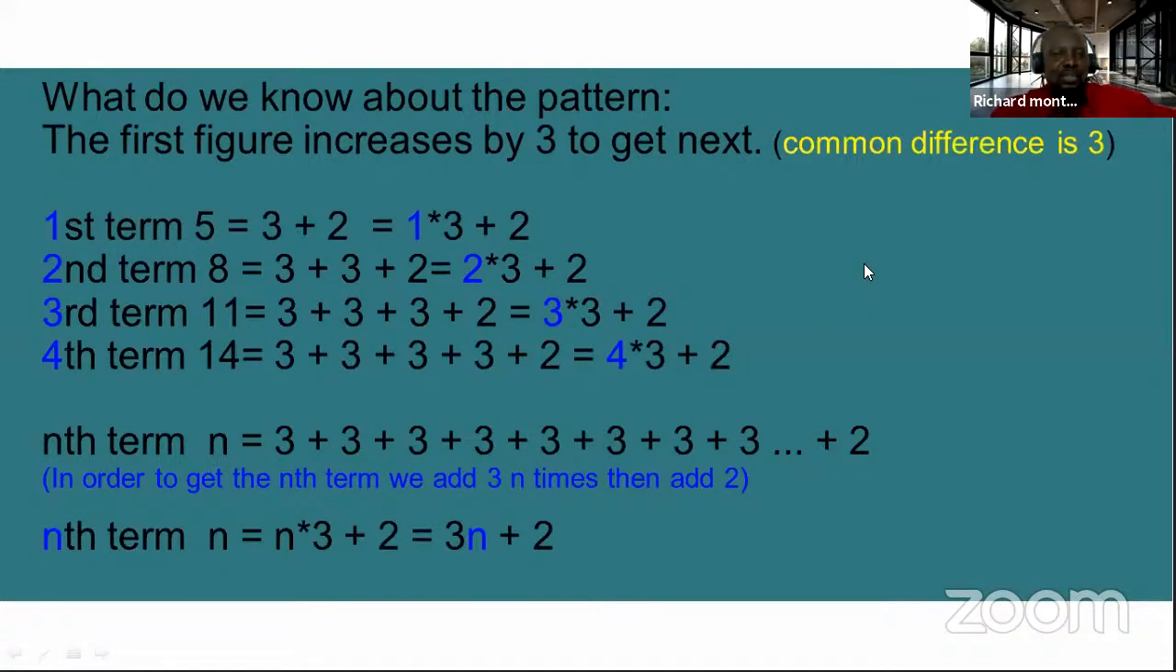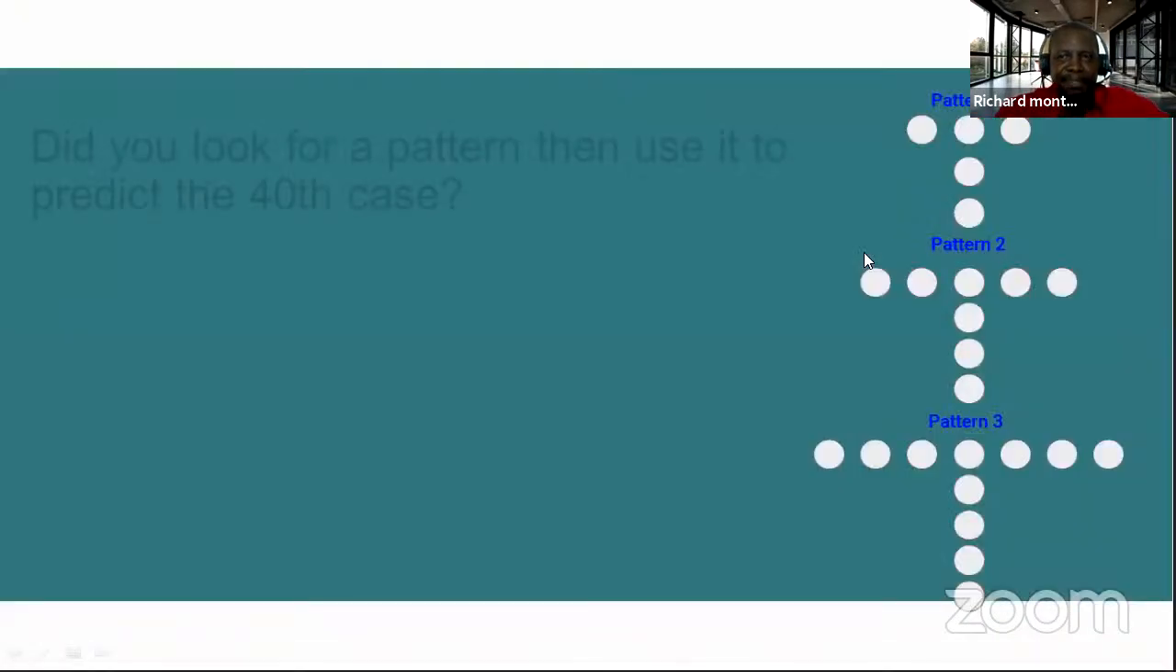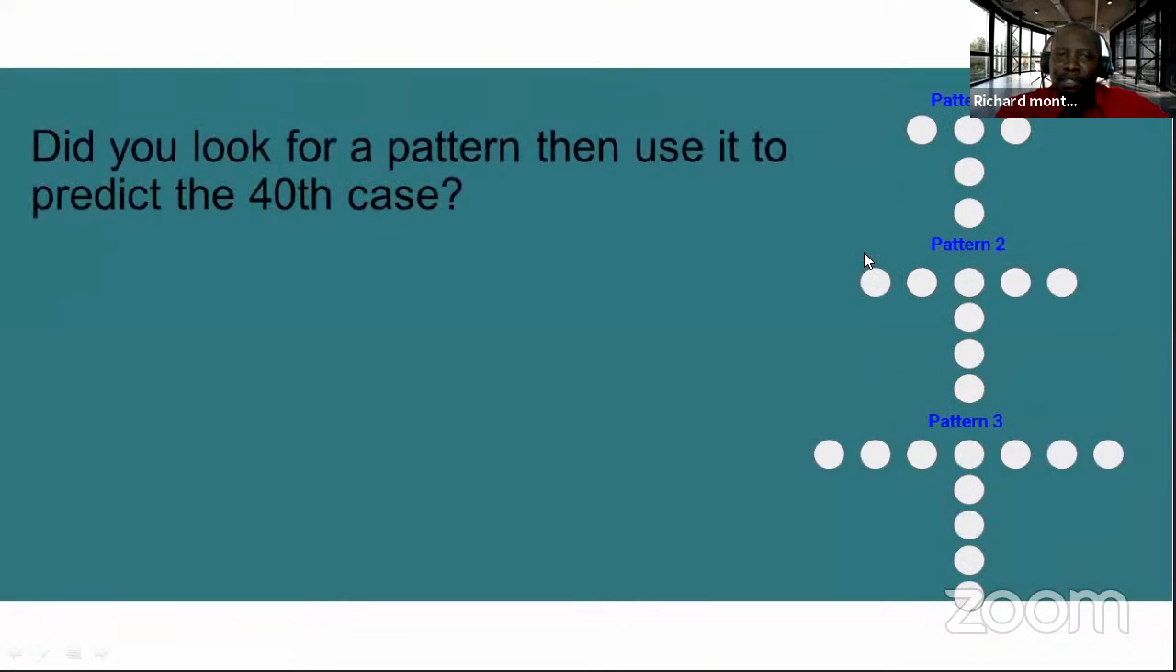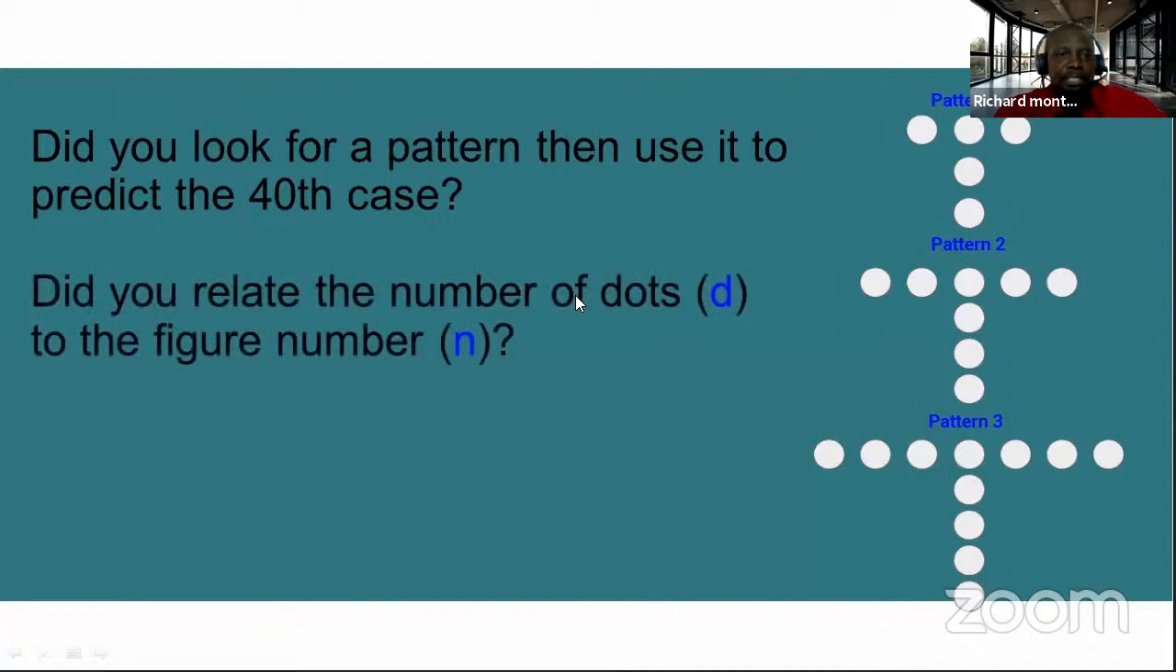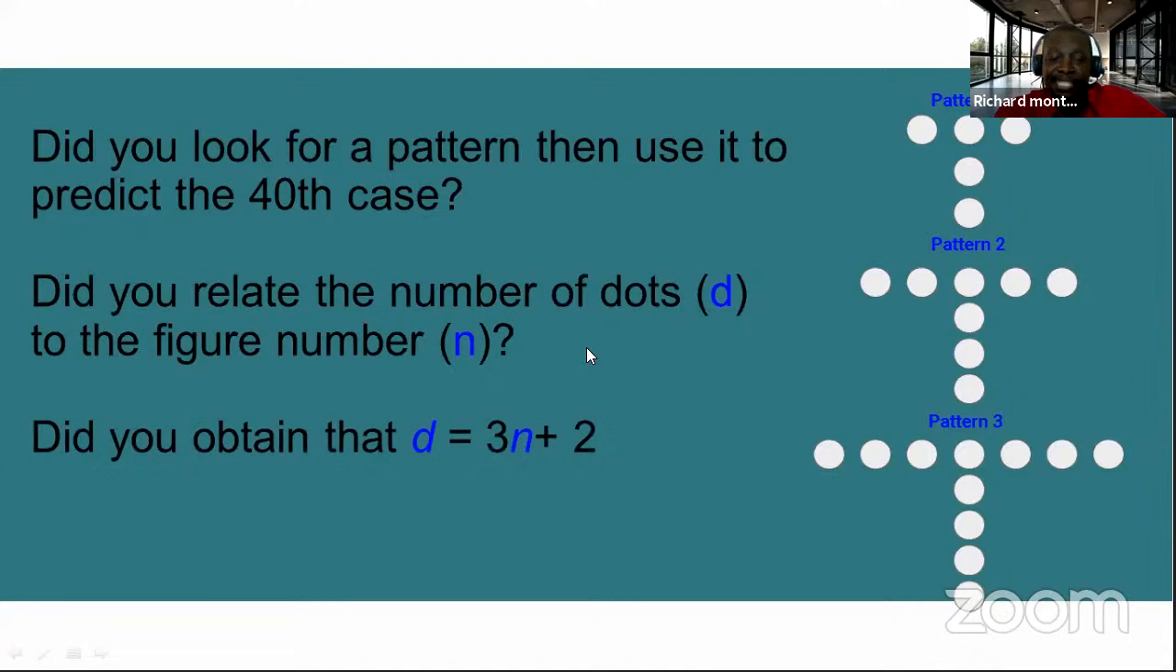All right, let me take you to something else. We're still working with the pattern that we just did. Some of you might have looked for a pattern and tried to use it to predict the 40th term. But did you relate the number of dots, D, to the figure number? And that is how CSEC would be asking you to interpret the nth term expression. They always ask you to relate some letter to another. So we need to be aware of that. So if we were to do that, then we would have obtained D is equal to 3n plus 2.